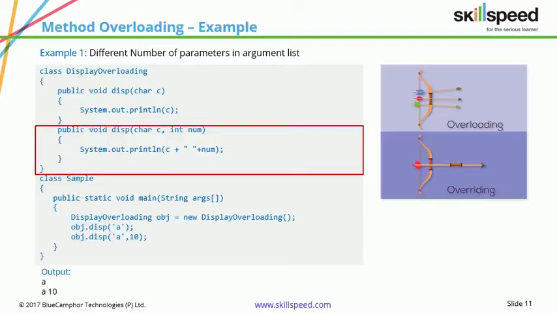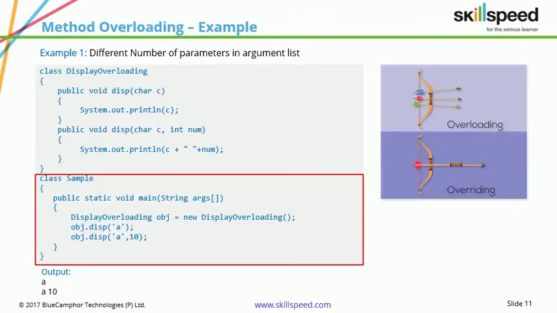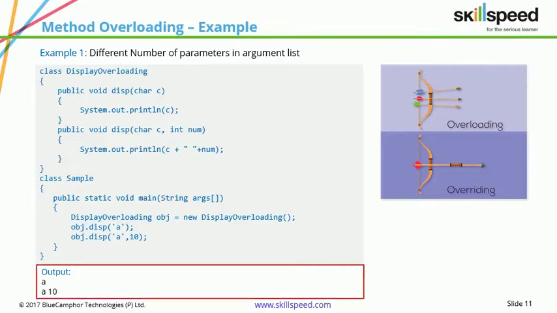Observe that we have two methods with the same name, but the number of parameters is different. We are going to use those in the class Sample, in which I have the public static void main. I am creating an object for the DisplayOverloading class, DisplayOverloading obj = new DisplayOverloading, and I am calling the two display methods: obj.display('A'), for the first method, and for the second method, obj.display('A', 10). When I execute this program, I get the output as A and A 10.